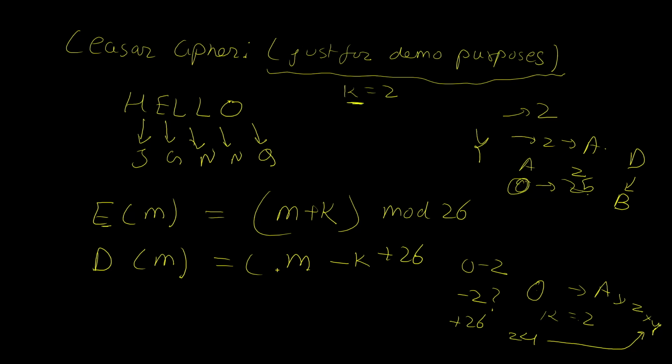So what can I do to make sure this works in all cases? I can simply take this value mod 26 again. So when I do this, if the value is below 0, this 26 corrects it. And if the value is already above 0, this mod 26 will remove the 26 anyway, right? And I'll just have M minus k. So this is a simple Caesar encryption function and a decryption function here.